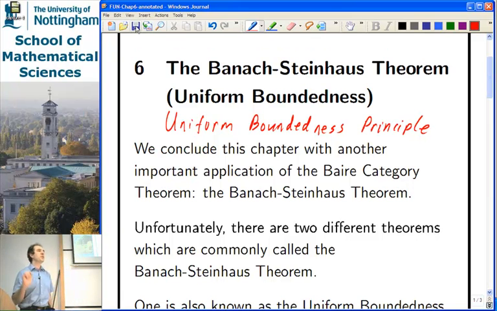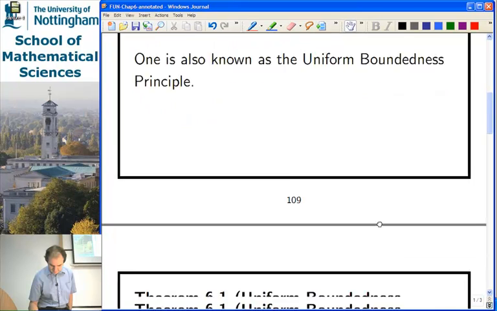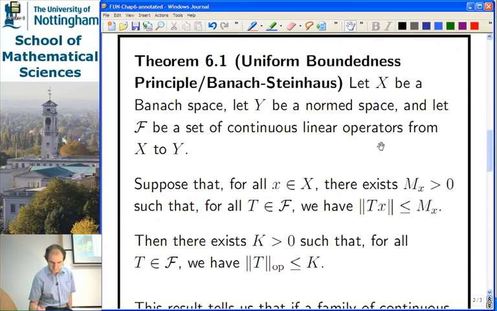It's unfortunate there are two different results called Banach-Steinhaus, and it depends on who teaches the module, who calls which one which. But we'll be, the stronger of the two is called the Uniform Boundedness Principle, and the other one is a corollary. So here's the Uniform Boundedness Principle.